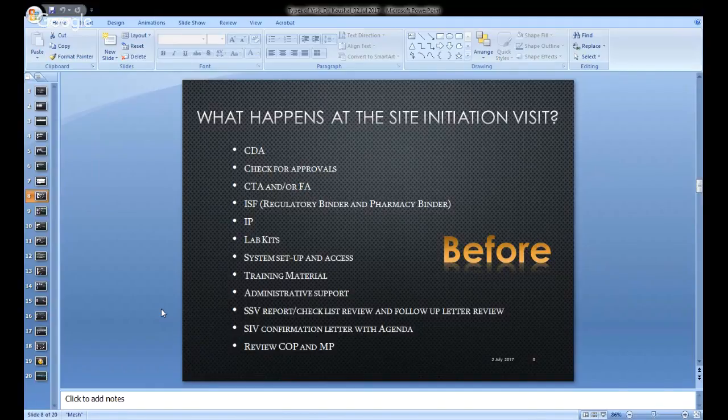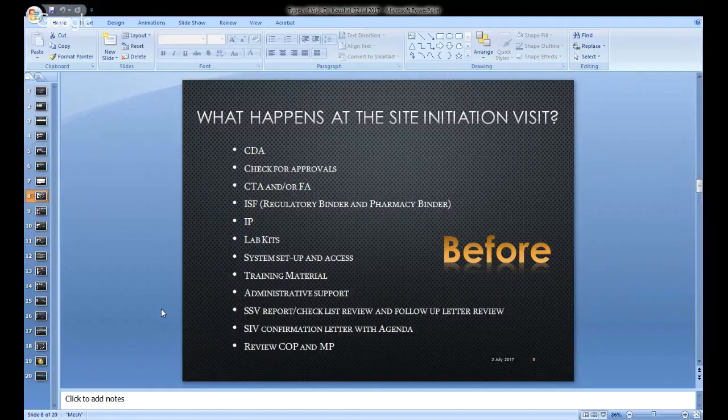Lab kits. For every visit, you have a different set of lab kits that the site receives to go ahead with the patient visits. And you would also use one of the kits as a dummy kit, where you would be opening those kits and explaining what is available in the kit, how they are to be labeled, how the kits need to be maintained, how the samples need to be sent to the site or to the central laboratory.